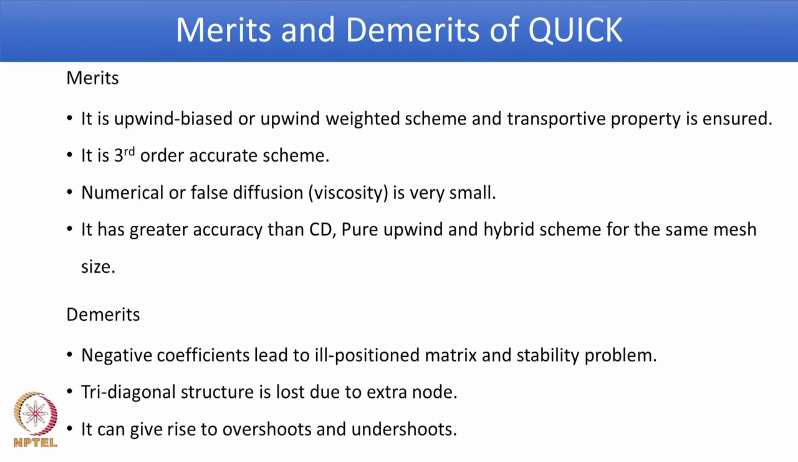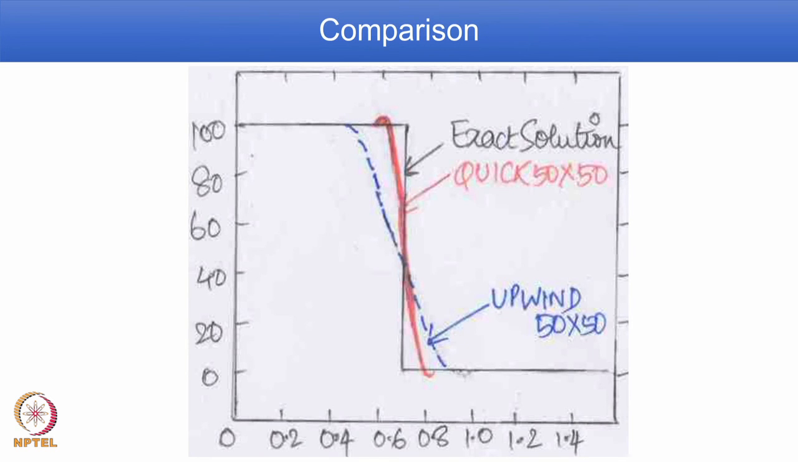One more demerit, it can sometimes give rise to overshoot or undershoot. Let us get an idea of what is overshoot and undershoot with the help of an illustration. What is shown here is one solution finally obtained, and you see here this black line corresponds to the solution obtained by analytical procedure, or exact solution.